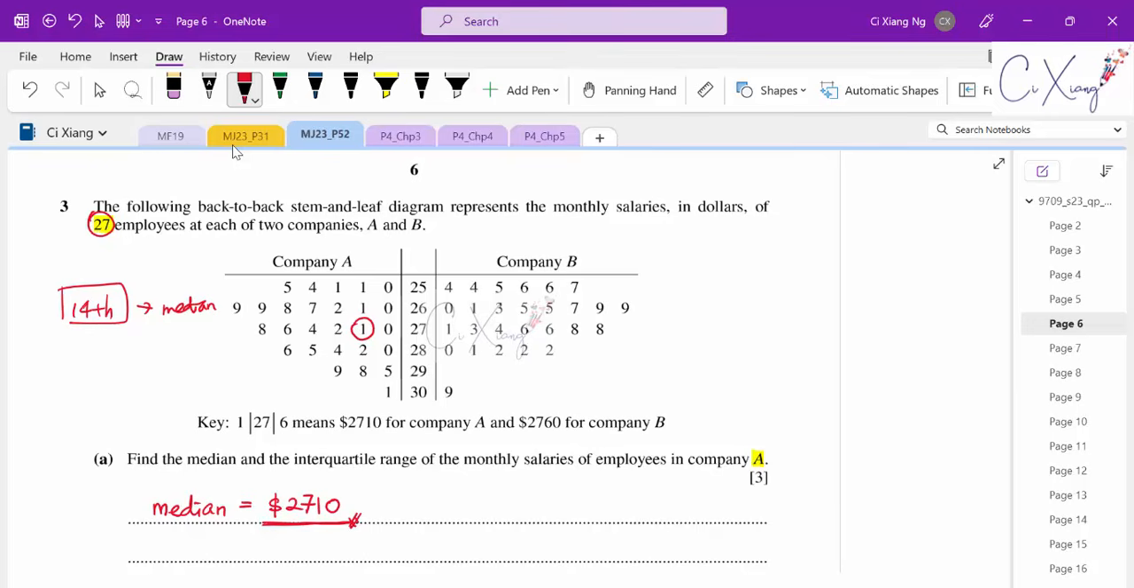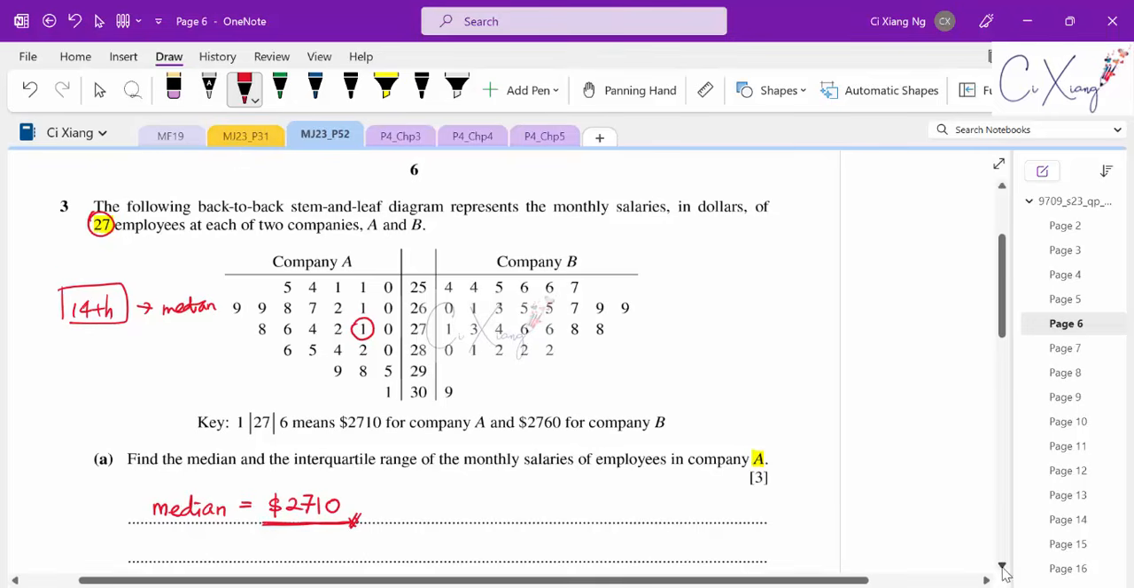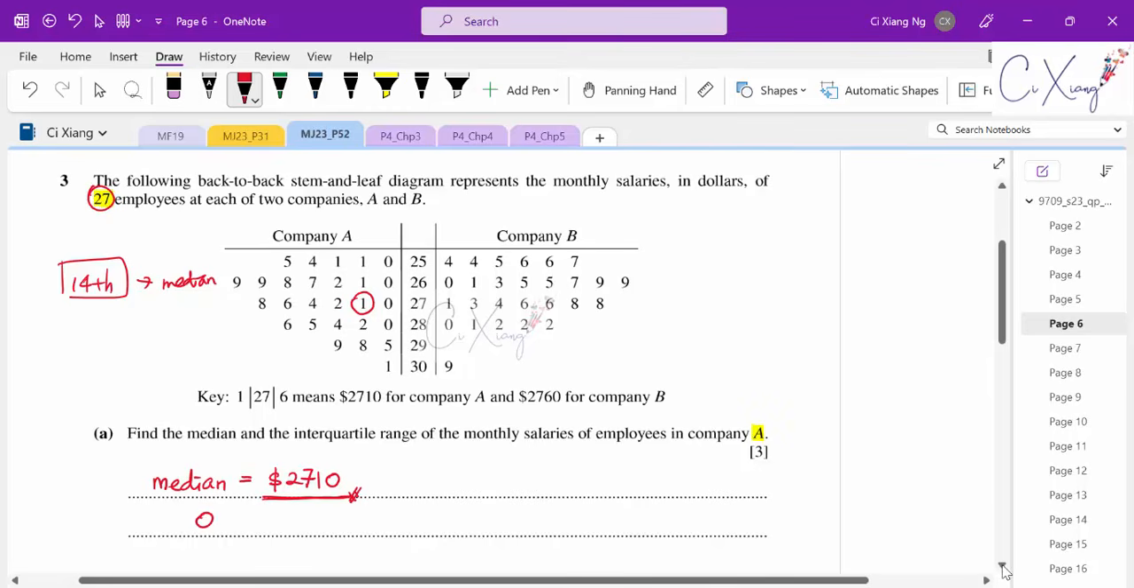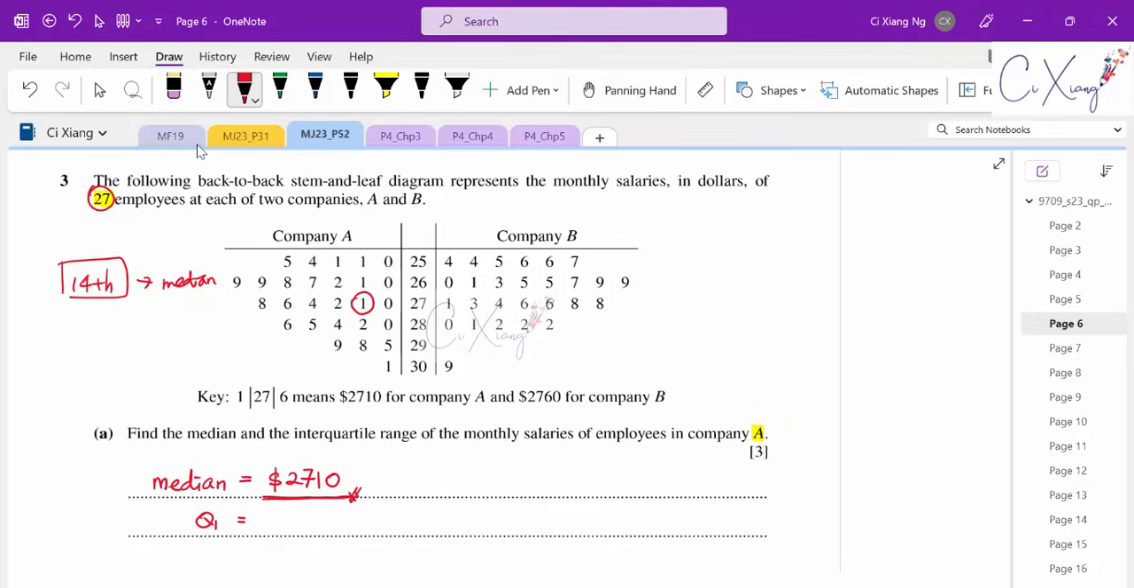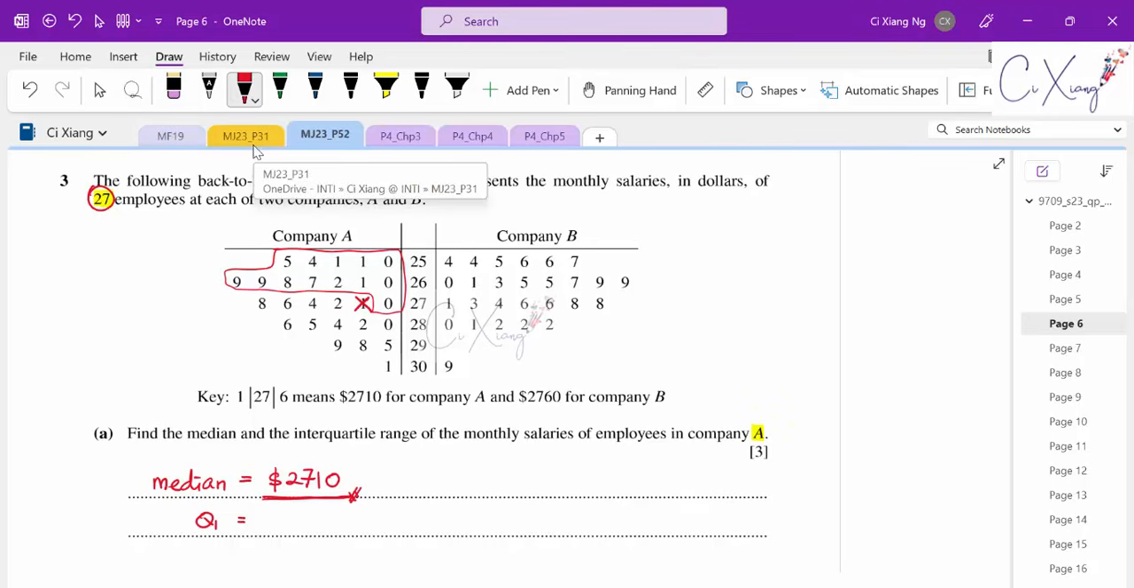Okay, so after you get the median, before you can get the IQR, the interquartile range, you need to find out Q1 and Q3 first. So what's my lower quartile? Since just now we already know that this one is the median, to calculate the lower quartile, I will ignore the median. So the first half set of the data is all this. And just now you know that this is the 14th number, which is the median. So the first half set of the data is 13 values.